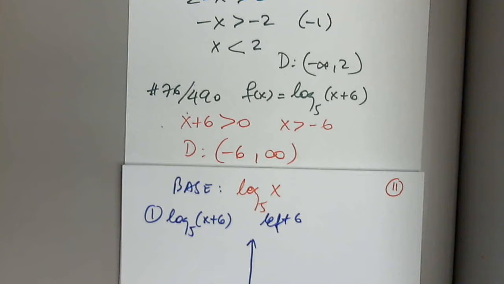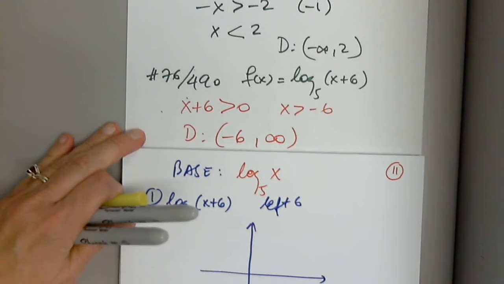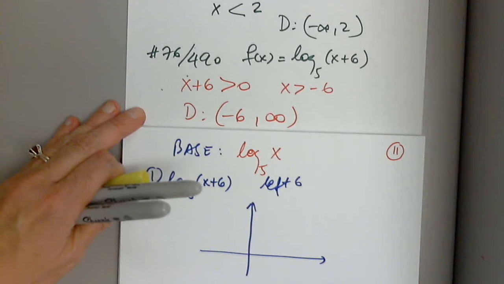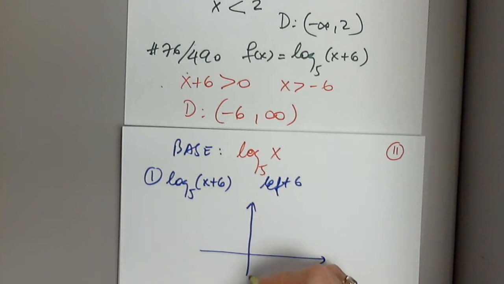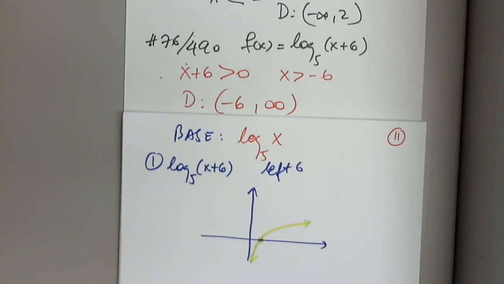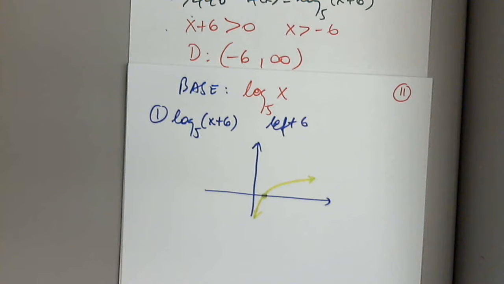The base function, is it increasing or decreasing on all its domain? Very good. The base is greater than 1. Where does the log function cross the x-axis? 1, 0. Good. Now, does this function have an asymptote? Yes, at x equals 0.